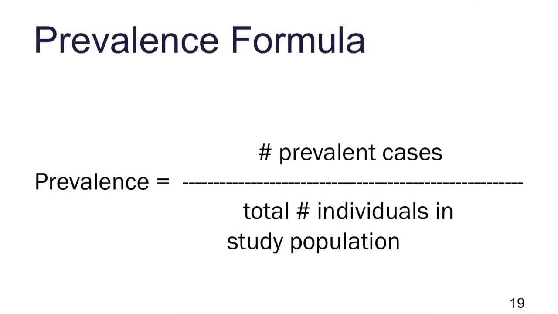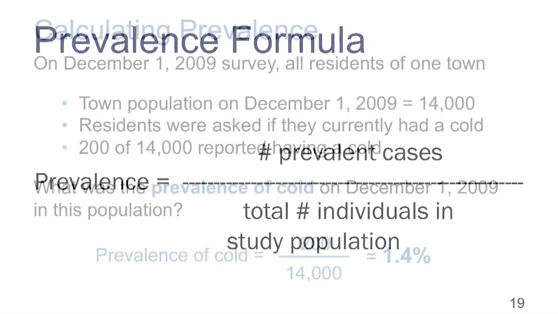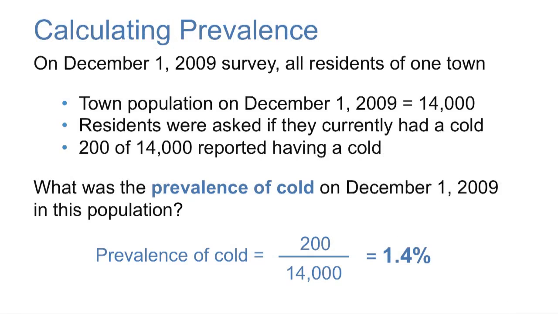So looking at the formula for prevalence, we note that we need to find the number of prevalent cases and then divide it by the total number of individuals in the study population. In this example, we look for the number of prevalent cases of cold. In the town, there were 200 prevalent cases of cold reported. The denominator in the population of residents is 14,000. Thus, the prevalence of cold in the town on December 1st, 2009 was 1.4%.